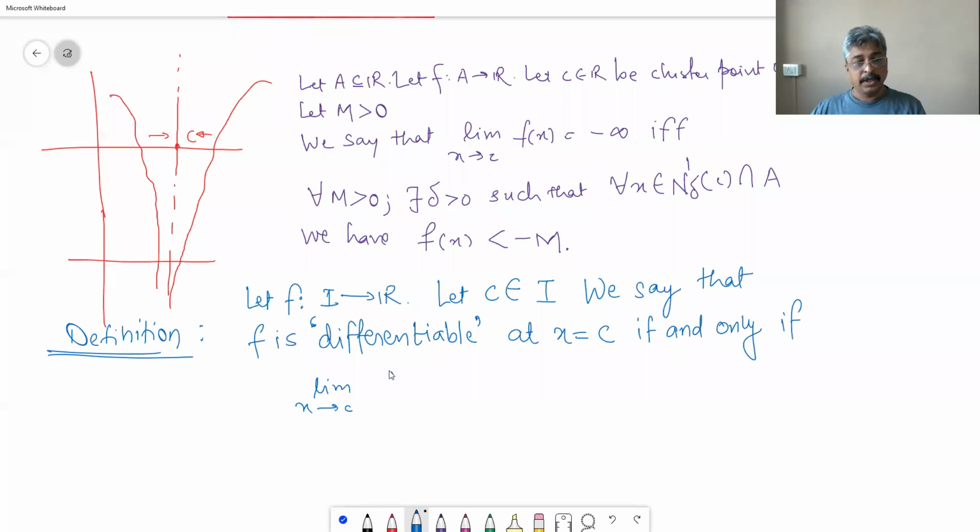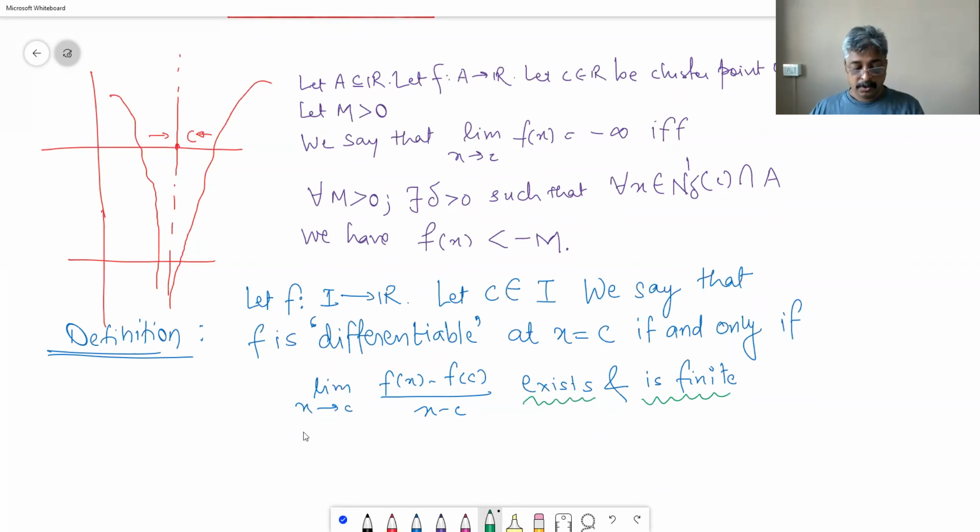x tends to c of f of x minus f of c upon x minus c exists and is finite. This is important. When it exists, it is denoted by f prime, f dash of c. Write down, then we will discuss.